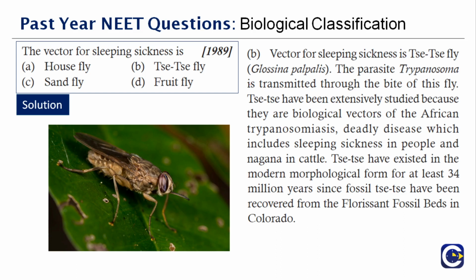Tsetse flies have existed in their modern morphological form for at least 34 million years, since fossils of the tsetse fly have also been discovered and maintained. So understand how important it is. This particular insect is responsible for causing the disease called trypanosomiasis. The correct answer is option B.